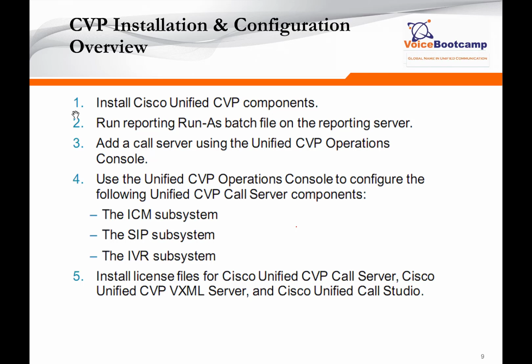Once the CVP components are installed, then you can run the reporting bat file if you're going to install the reporting server. You can add a call server using the CVP operation console. Once it's added, start customizing the necessary subsystems in order to get started with your CVP solution. Now, once those things are configured, you can then install the license. Every time you install CVP, it comes with, I believe, a 60-day license, which is good enough to learn and practice pretty much most of the components.